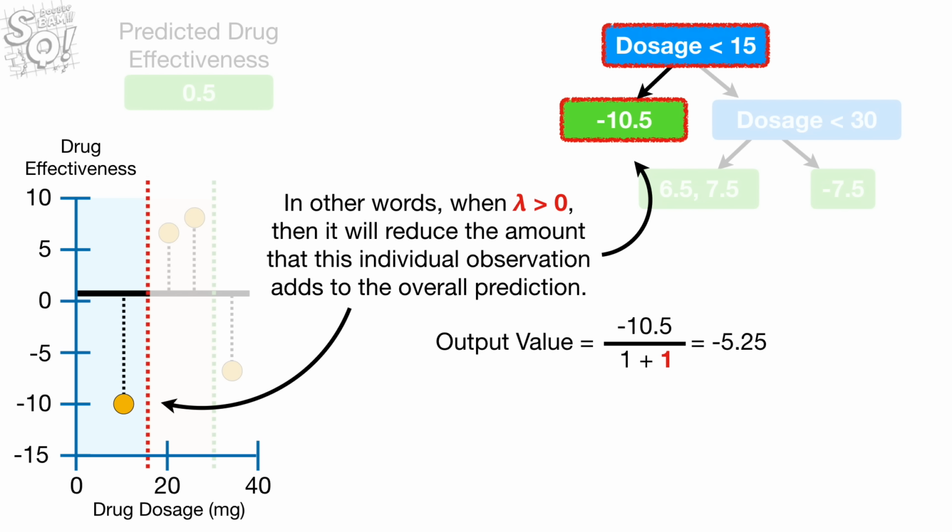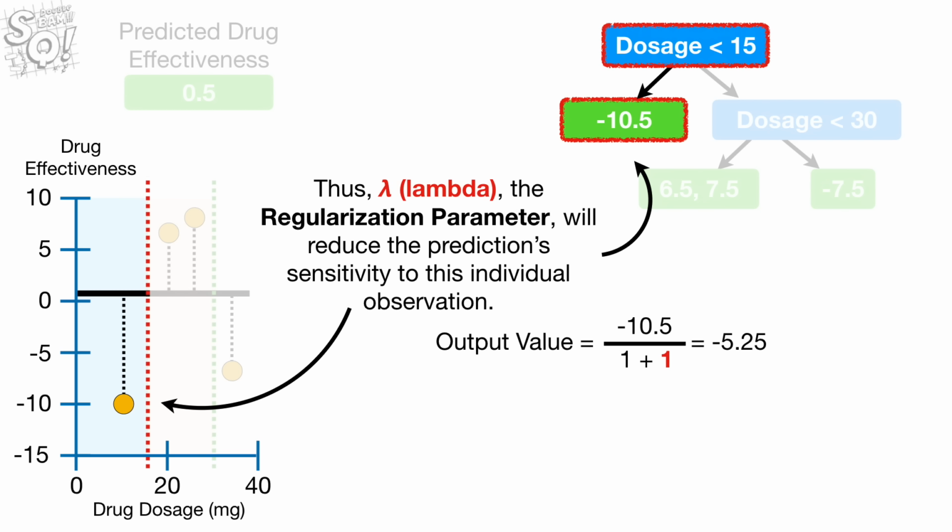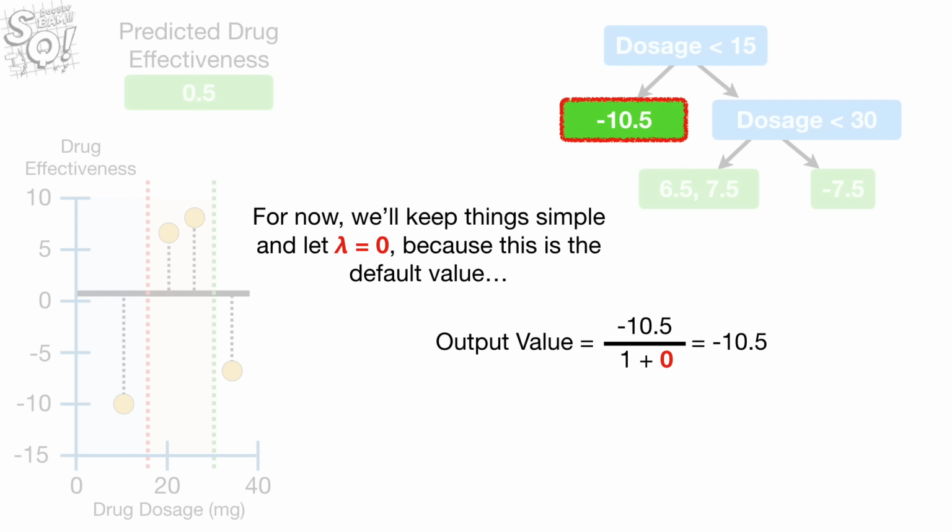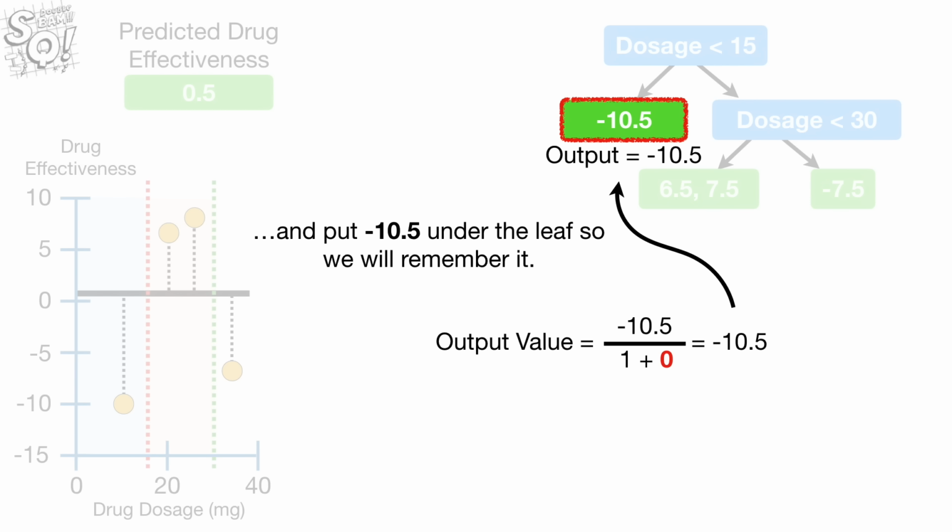In other words, when lambda is greater than 0, then it will reduce the amount that this individual observation adds to the overall prediction. Thus, lambda, the regularization parameter, will reduce the prediction sensitivity to this individual observation. For now, we'll keep things simple and let lambda equal 0 because this is the default value, and put negative 10.5 under the leaf so we will remember it.